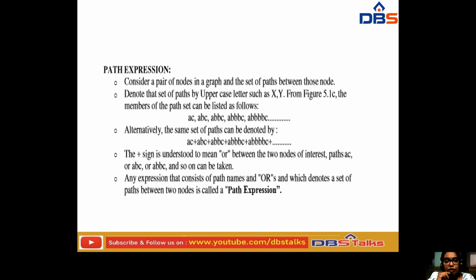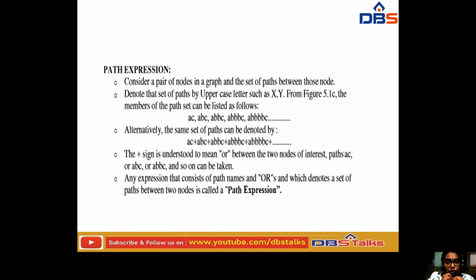So the plus sign is understood to mean or between the two nodes of interest. Paths AC or ABC or ABBC and so on can be taken here. So any expression that consists of the path names and or is the expression used for that path, and which denotes a set of paths between the two nodes, is called a path expression. So by considering this pair of nodes in a graph and set of paths, what are the set of paths that we are taking between these nodes?